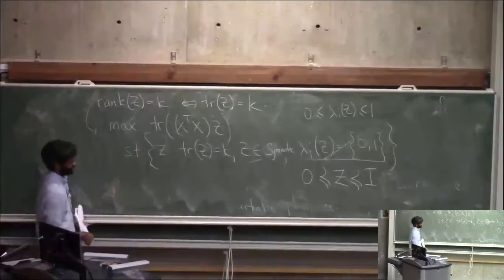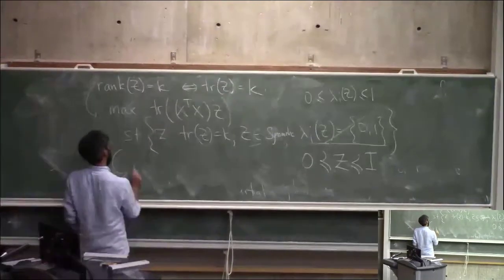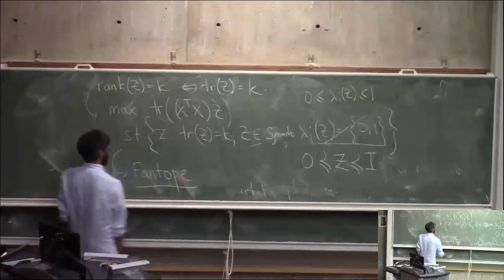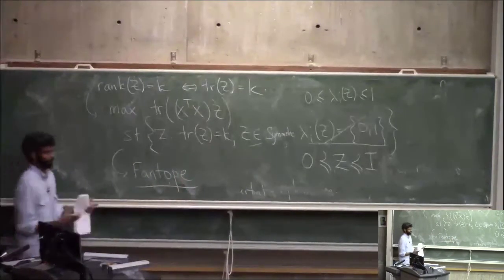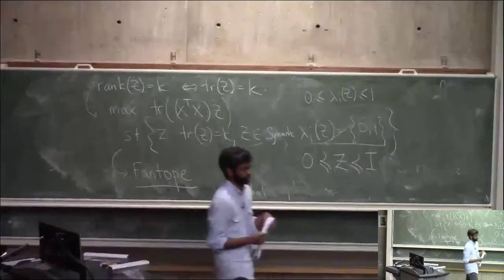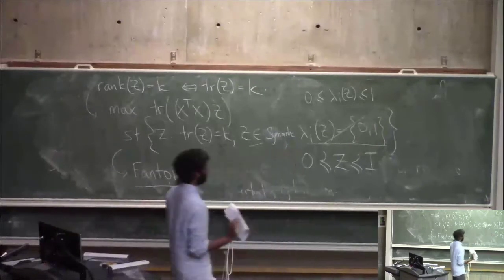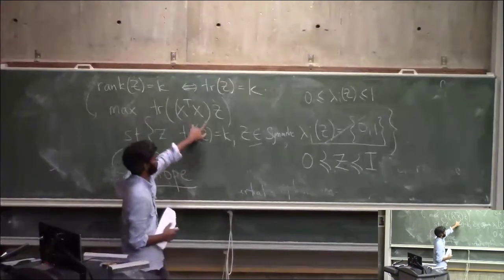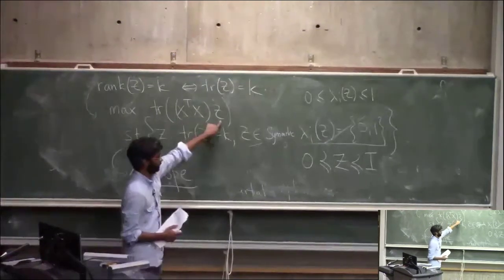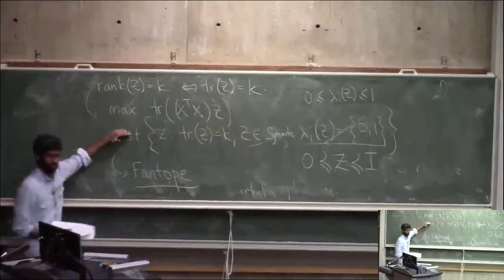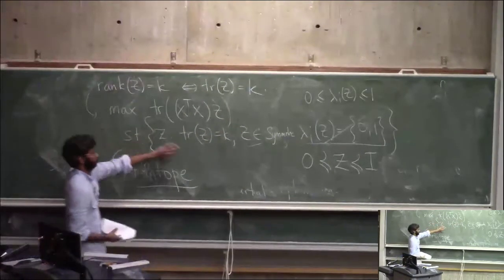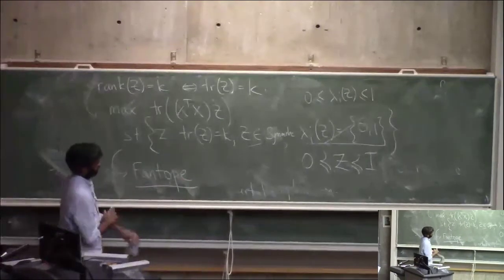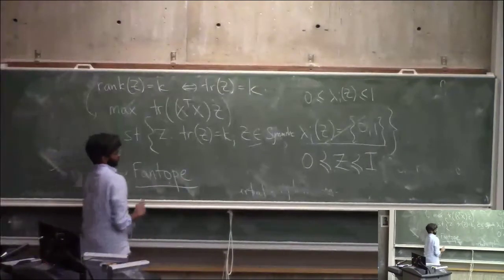So this constraint set is called the Fantope, and we've defined something. It's a relaxation of the original SVD problem. Rather than solve this non-convex SVD problem, you can think of maximizing the trace of Z times the matrix. So this is some linear objective with some convex constraints, that is, Z belongs to the Fantope.